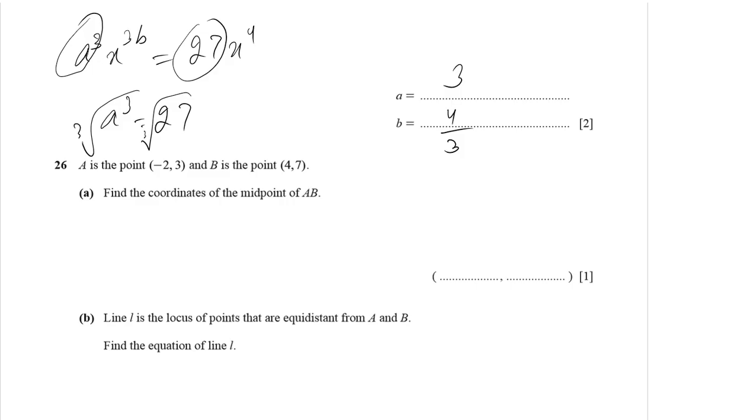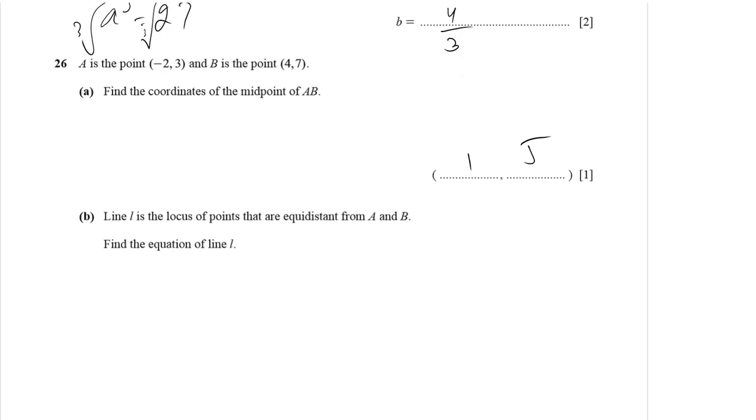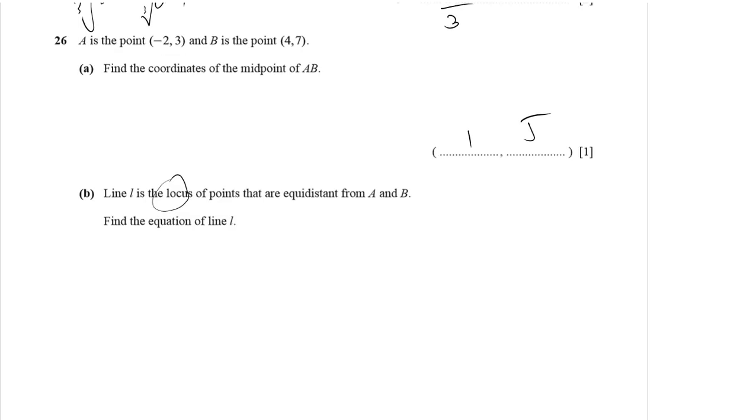Find the coordinates of the midpoint. Minus 2 plus 4 is 2, over 2 is 1. 3 plus 7, 10. 10 over 2 is 5. One marker, I think it's enough. Find the locus. Yes, locus is not included, but right now they are actually asking about the equation of the line that is equidistant from A and B. So definitely they are asking us for a perpendicular bisector.